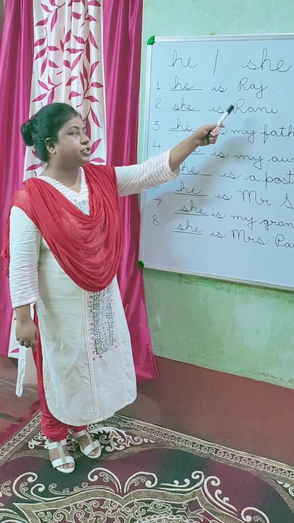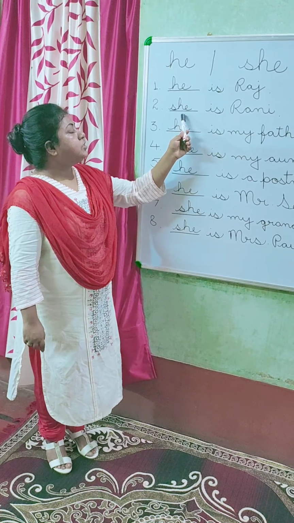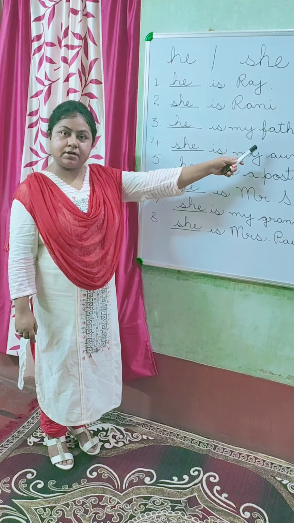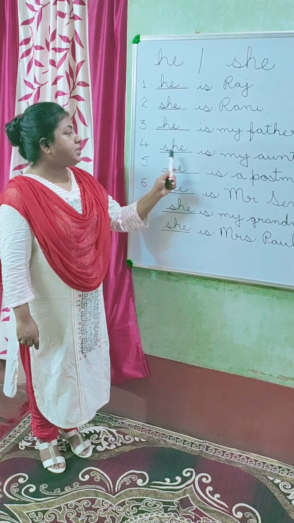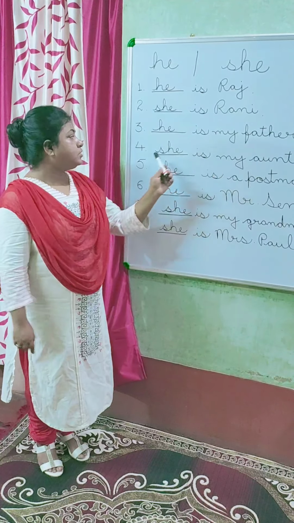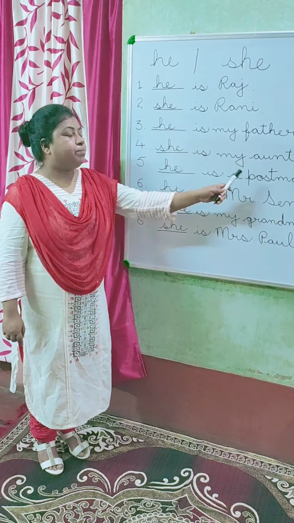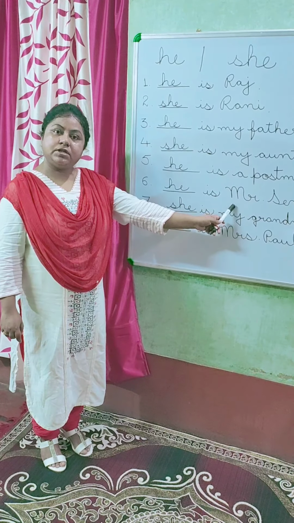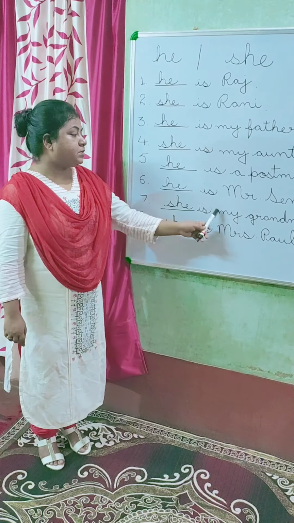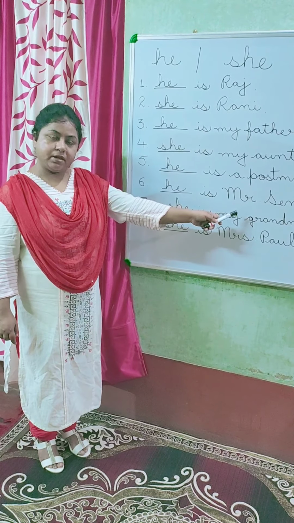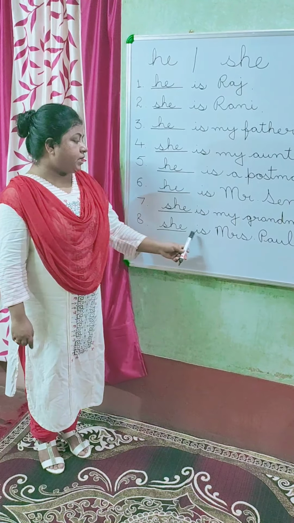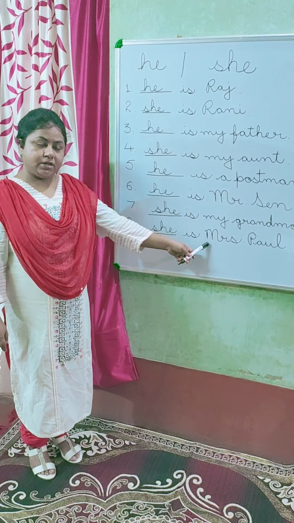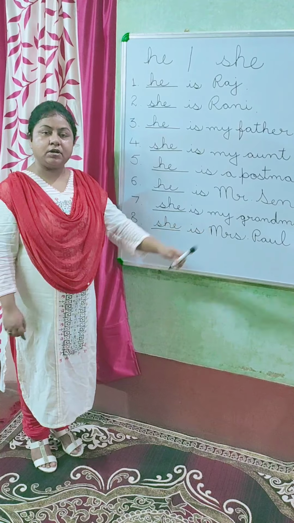He is Raj because it's the name of a boy. She is Rani because it's the name of a girl. He is my father, male gender. So he. She is my aunt, female gender. So she. He is a postman, man. So he. He is Mr. Sen. Mr. is used for he. She is my grandmother. Grandmother is a woman. So she. And she is Mrs. Paul. Mrs. is again used for a woman or female gender. So she is Mrs. Paul.